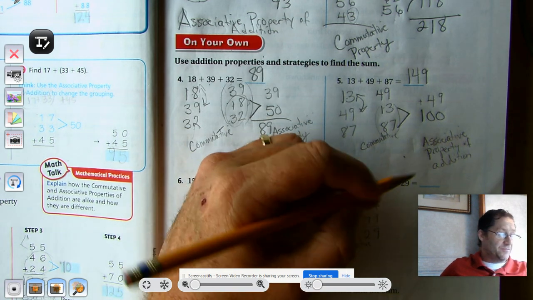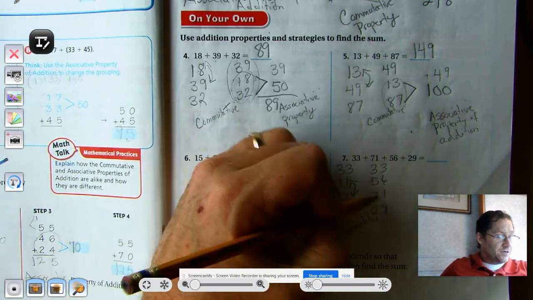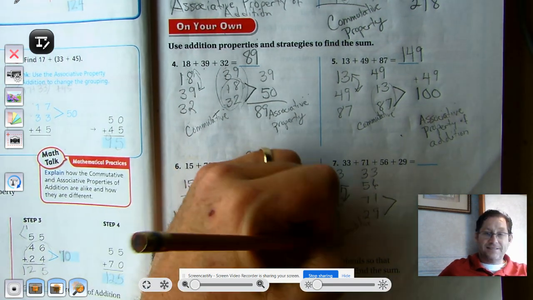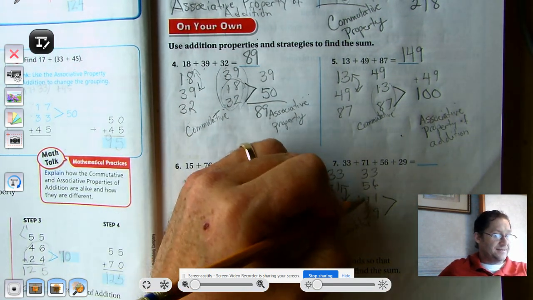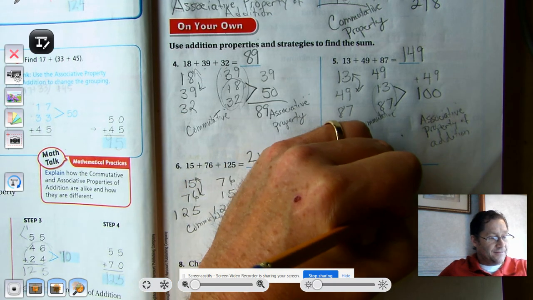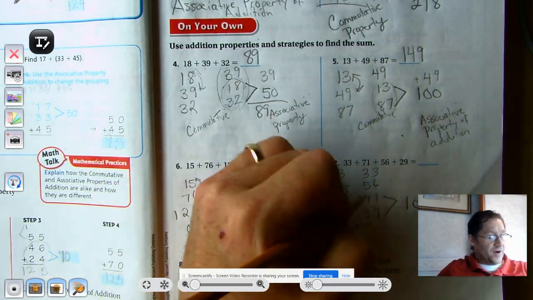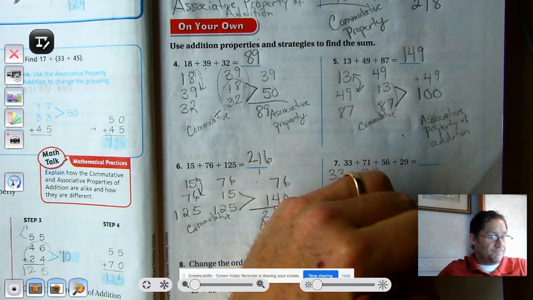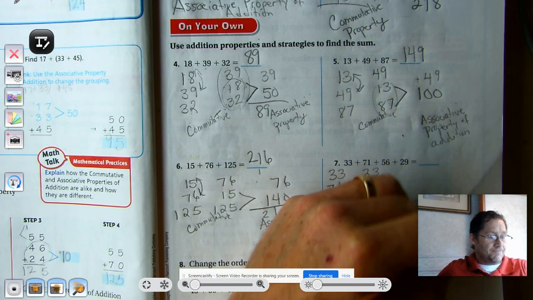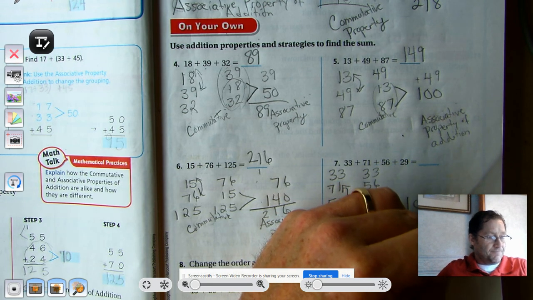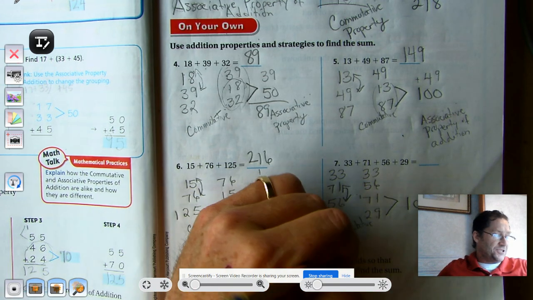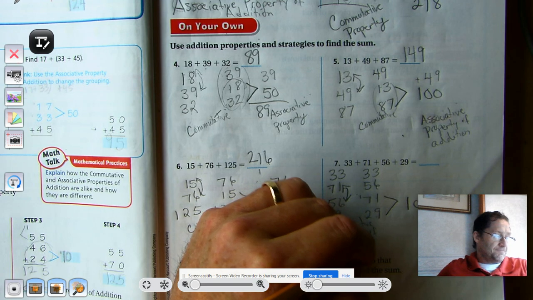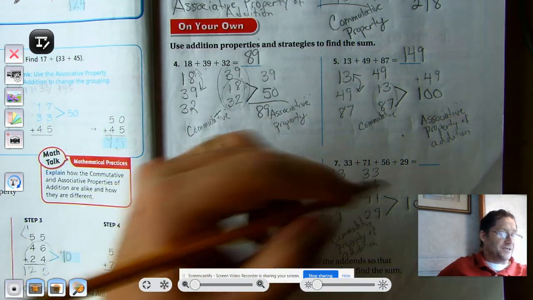And now to change how the numbers are grouped, I want to start down here with these two, because that's my 10. 9 and 1 is 10. Regroup to 110, 7, 8, 9, 10. So that's 100. So by grouping them differently, that's the associative property. I should say commutative property of addition, just to be technically correct.